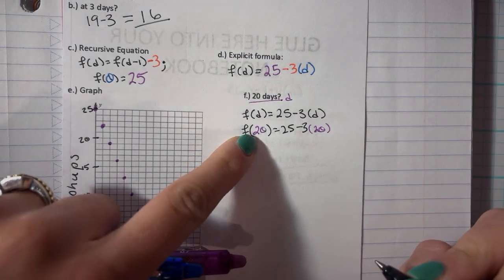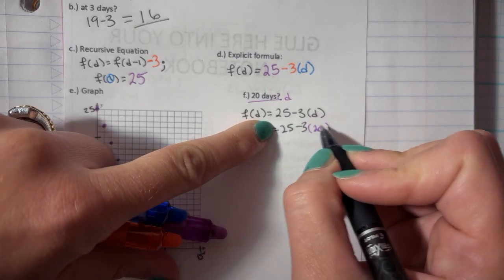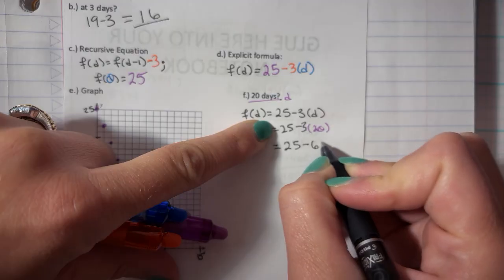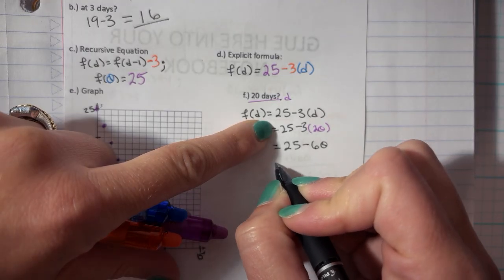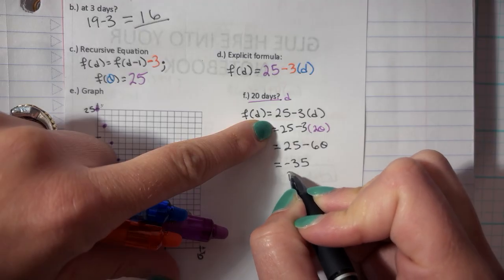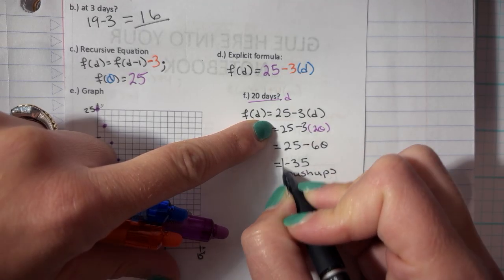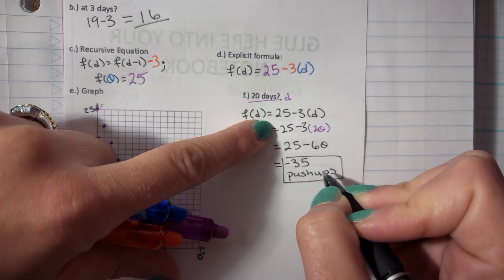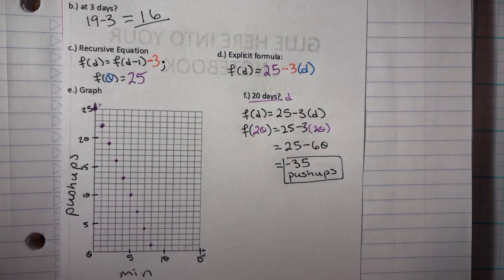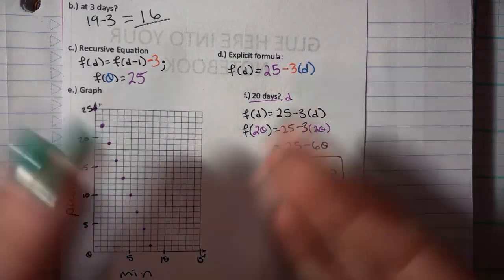Now f of 20, this we're going to kind of ignore, and we're going to pay attention to right here. So first we got to multiply, so now we got 25 minus 60. And 25 minus 60 is negative 35. This technically means negative 35 push-ups. Is that real life? No. Was I being ridiculous for this problem? Yes.